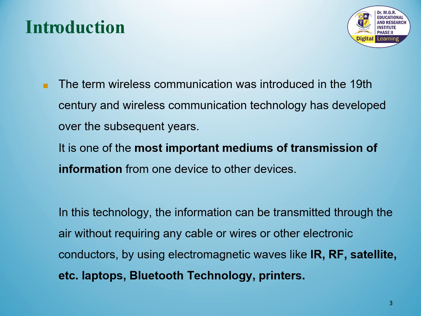In this technology, the most important part is that the information can be transmitted through the air, where you don't need any kind of cable or wire or any other electronic conductors. That's the difference between wired and wireless communication technology. Wired technology has a physical wire, but that's not the case with wireless. It uses electromagnetic waves, something like infrared, radio frequency, and satellite communication. It can use various kinds of devices like laptops, Bluetooth technology, as well as printers.